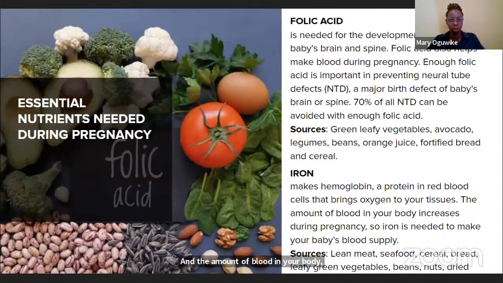Your baby is developing, the blood vessels are developing, and then the baby needs blood to fill those blood vessels because it's also a human being like you. So your baby needs blood. So iron is needed to help make your baby's blood supply.